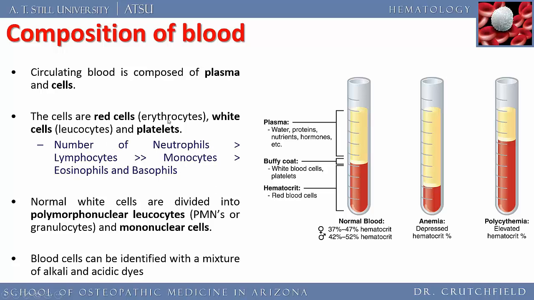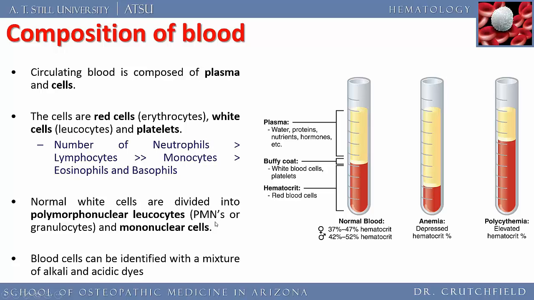Red cells are also known as erythrocytes. White cells are leukocytes. And the number of neutrophils is actually greater than the number of lymphocytes, which is greater than the number of monocytes, which is greater than the number of eosinophils and basophils. Not so important that you know this, but it's just a fact of a peripheral smear.